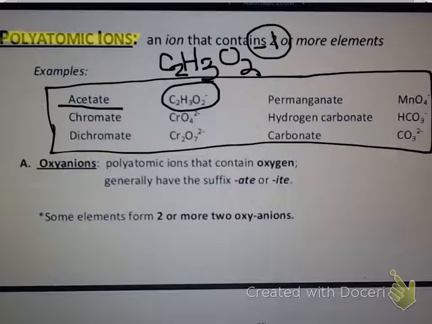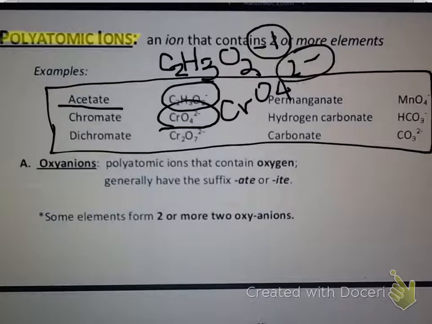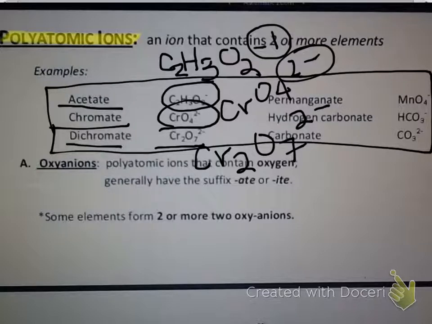Look below it, CrO4 2 negative. Notice once again it's an ion, it has a charge. The name of this polyatomic ion is chromate. It has a close cousin, Cr2O7 2 negative. That ionic compound is called dichromate. Dichromate. There's two chromiums there.